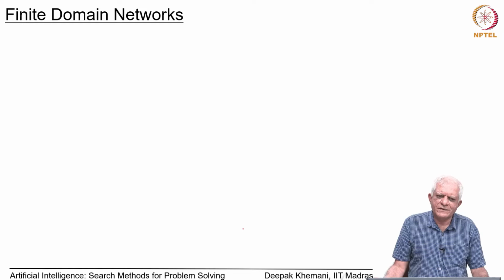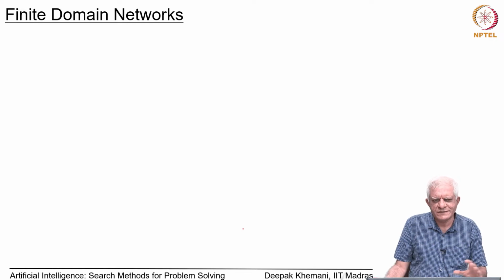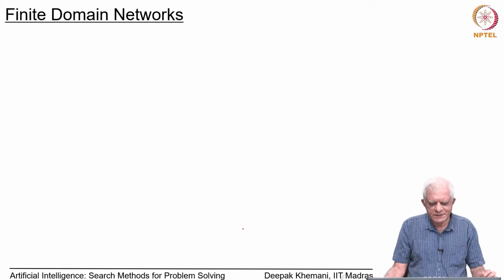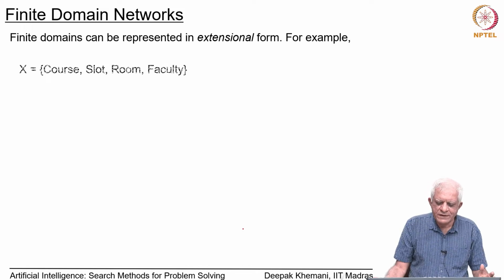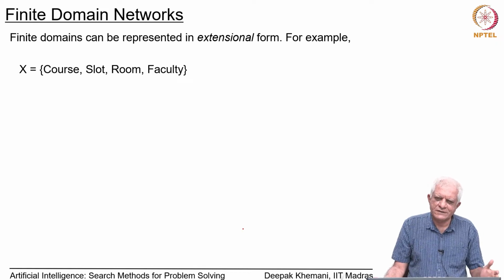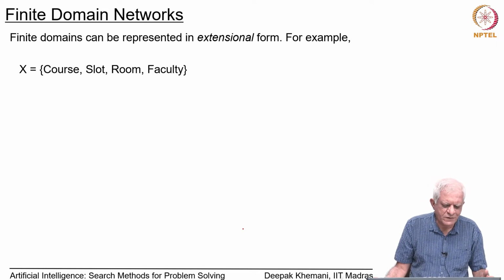So, we said that we will confine ourselves to extension form of relations, and that kind of restricts us to working on what are called finite domain networks. So, the domains are finite and therefore, the relations can be expressed in an explicit form essentially, in an extensional form. So, for example, if you are talking about a teaching scenario, the variables can be course, slot, room and faculty essentially.